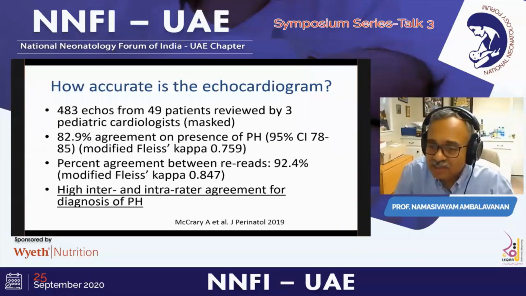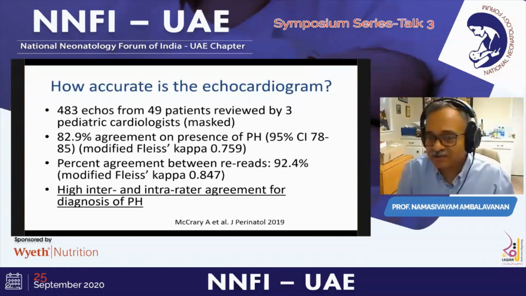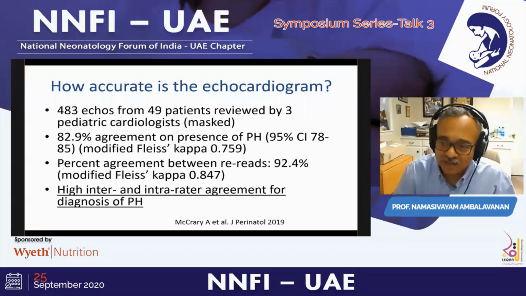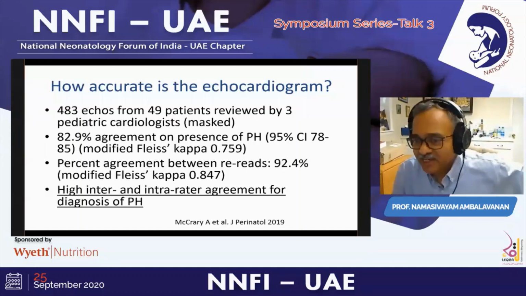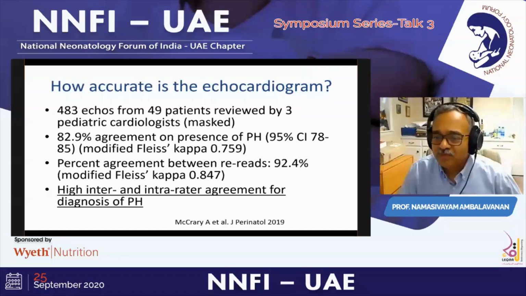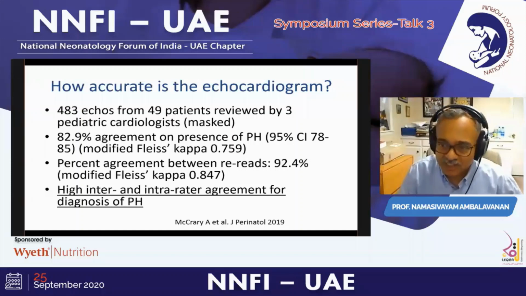And what happens if you read an echocardiogram today, then you come back to the same echocardiogram, say next week? What is the probability that you will agree with yourself? What is the intra-rater agreement? That's also pretty good, 92%. So there's pretty good inter-rater and intra-rater agreement for diagnosis of pulmonary hypertension. We shall come to this in a little more detail later, but basically, even though people agree that yes, pulmonary hypertension is present, it's hard to define the magnitude of pulmonary hypertension.